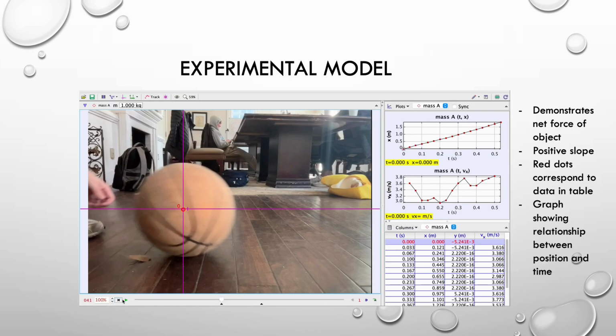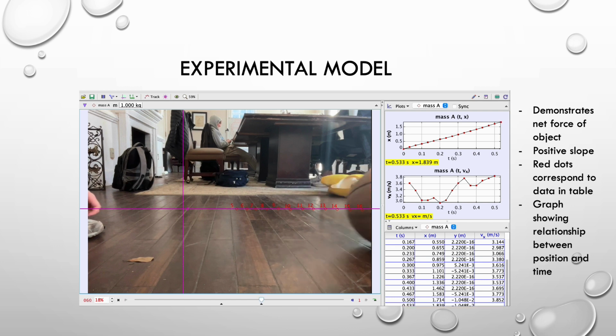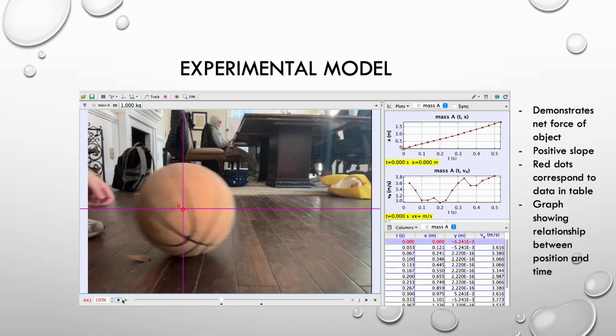Here's my experimental model, and I'm going to explain this model as I show you the video. So this model demonstrates net force of an object, and as you can see, the red dots correspond to the data in the table to the right. There's a positive slope as seen in the upper graph, and the graph is showing the relationship between position and time, which is that first graph up here.